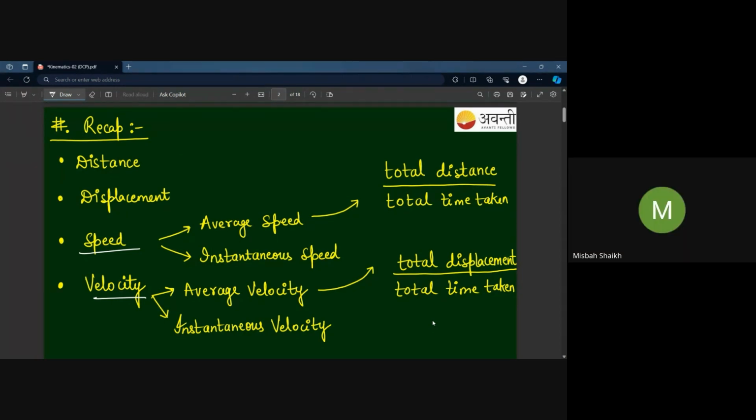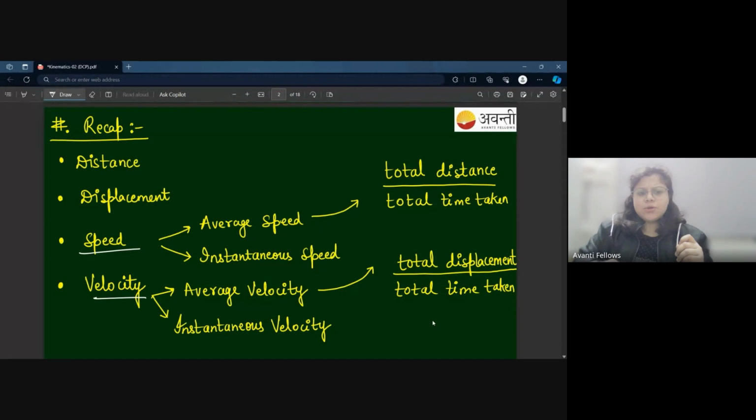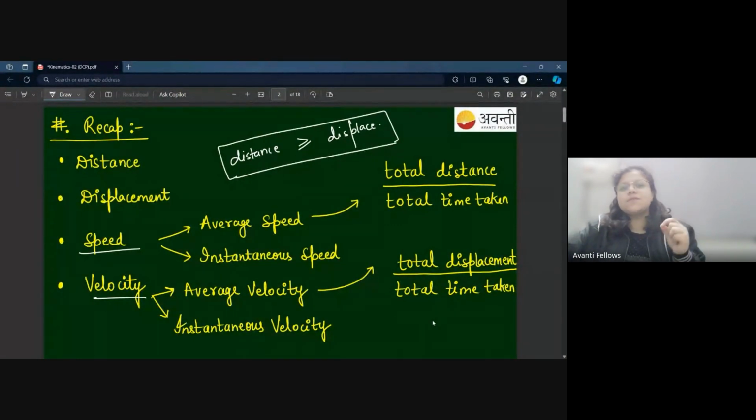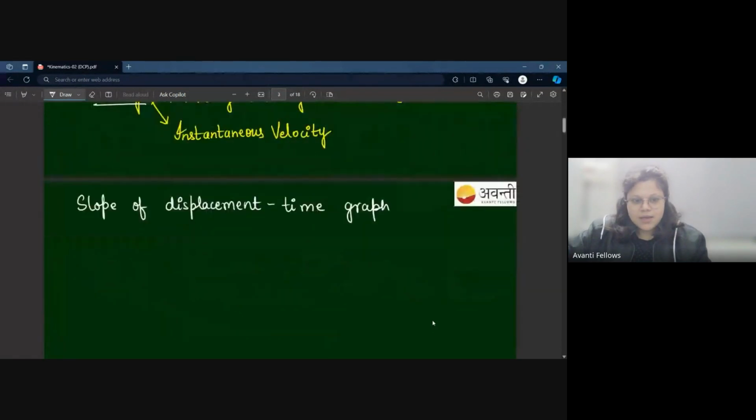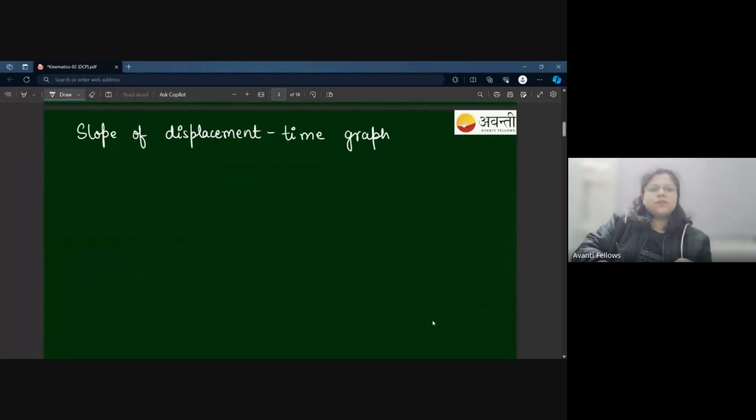Right. I guess I told you this statement also: the distance is always greater than or equal to the displacement. If we have a one-dimensional motion in which there is no returning of the object, then in that situation we have distance equal to displacement. Okay, yes ma'am. Cool. Besides it, I think we have discussed the slope of the displacement-time graph.